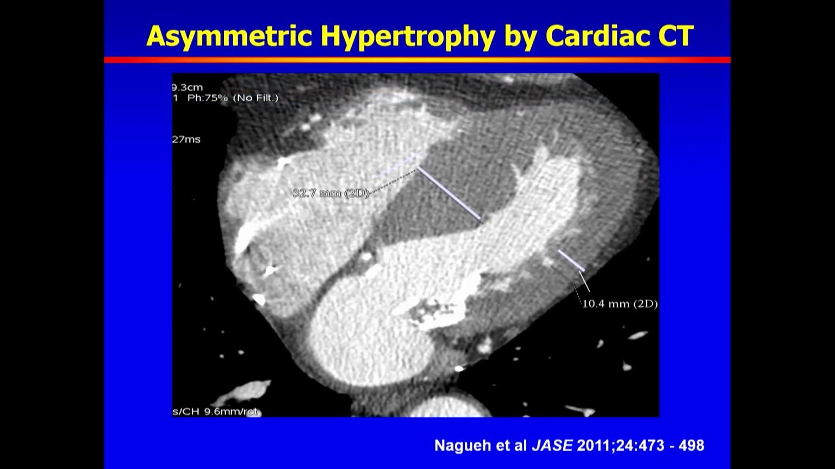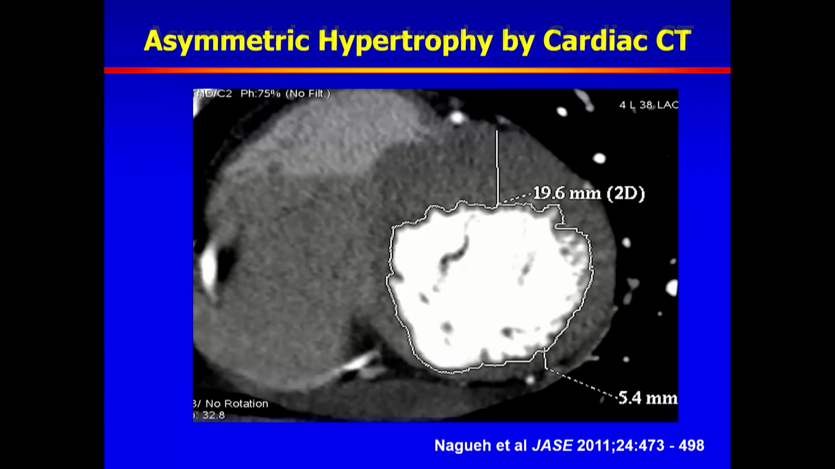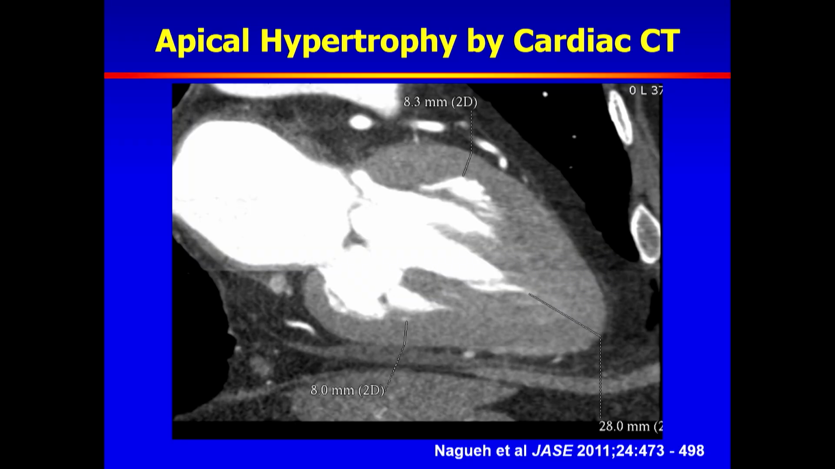CT scan can be used. Sometimes we have patients who have pacemakers or other tissue or foreign material, if you would, in their body that precludes doing CMR, or they are claustrophobic. You can do cardiac CT. Example of asymmetric hypertrophy in long axis and short axis views, and there is apical hypertrophy by cardiac CT.